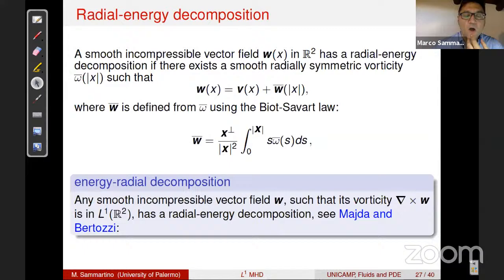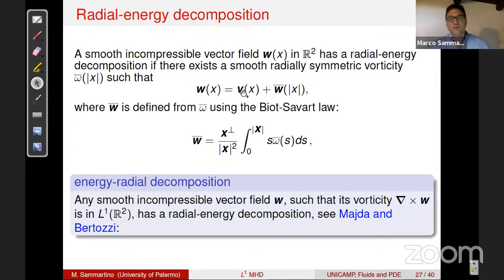Okay, so what is energy radial decomposition? If we have a smooth incompressible vector field omega(x), we define it to have a radial energy decomposition if there exists a smooth radially symmetric vorticity omega bar, so radial depends on the modulus of x, such that the velocity v can be decomposed in the radial part, v bar, which derives through the Biot-Savart law from the radial vorticity, plus a part v which has bounded L2 norm, which is why it is called energy radial.